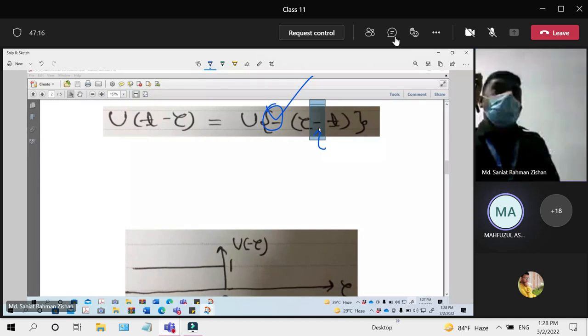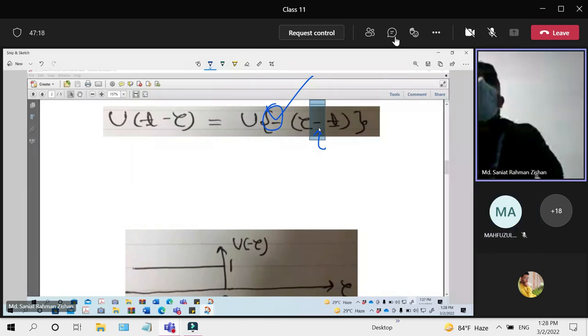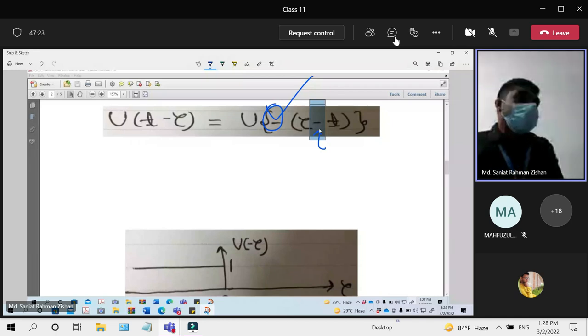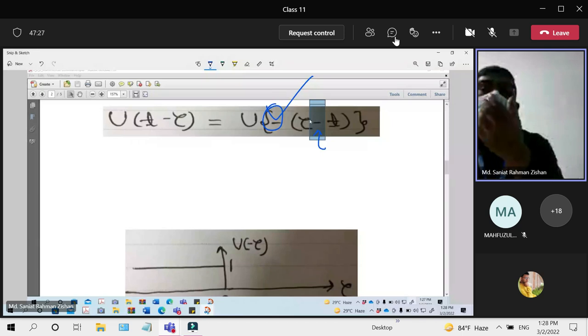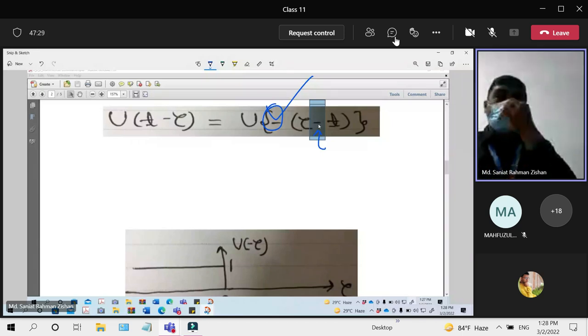T times. Again, think. You said tau is the main variable. So, what is shifting? Which one is representing shifting here? What? Minus t. Okay, or plus t. Sir, plus t. Plus t হবে. Okay, স্যার, that is plus t.